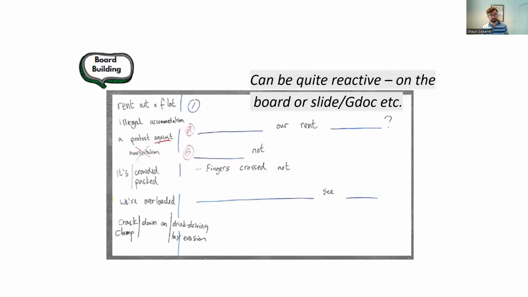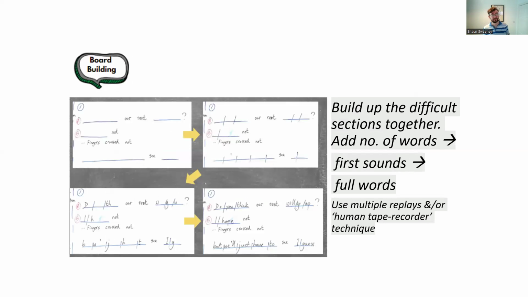A bit of scaffolding. You can see the procedure here. So that's the first bit of the board. The next time, to give a bit of extra help, I put some slashes between. I basically told them how many words it is. Do you think our rent will go up? You can see the 3 lines. Do you think? That's 3 words. Just putting a slash, it's almost a bit like hangman, isn't it? But with words, a little gap on the board to show how many words it is. And then to give extra support, writing the first letter.